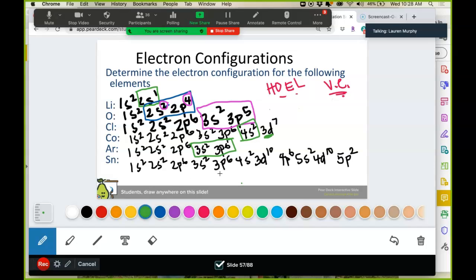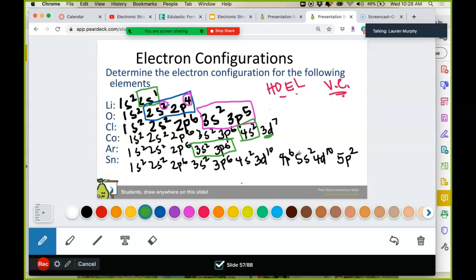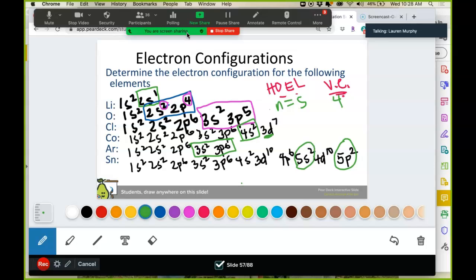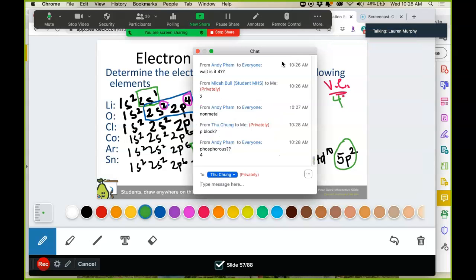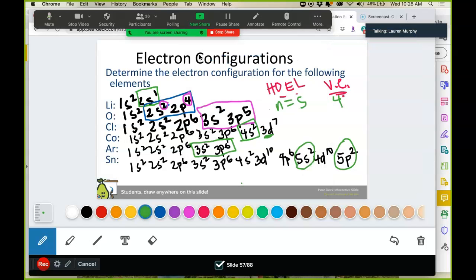So let's see. Tin, highest occupied energy level is the 5th. So that means this guy and this guy. These are both on the 5th ring, if you want to think about it that way. So the 5th energy level, 2 electrons here, 2 more here, so N equals 5. That's 4 valence electrons, which makes sense because tin lines up with the carbon family, which has 4 valence electrons. Any questions before I move on so far?